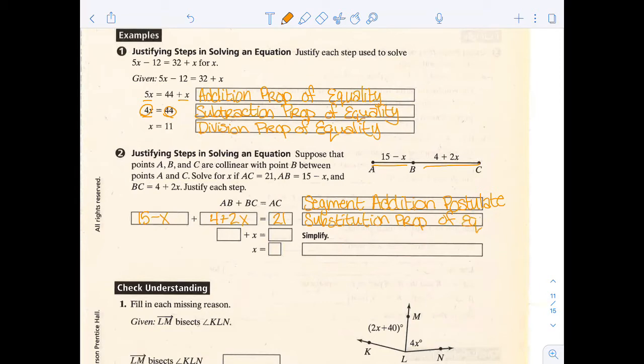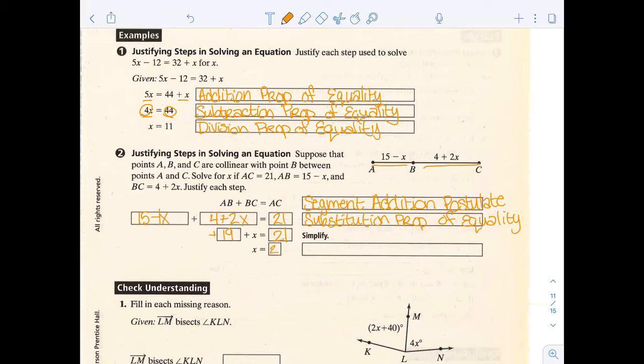We substituted things in. Okay, so then we can do 15 plus 4 and get 19. Negative 1x plus 2x is x, and this is still 21. All we did was simplify there, combine a few like terms. Last, since this is a positive 19, we're going to subtract it over to the 21, and we're left with 2.